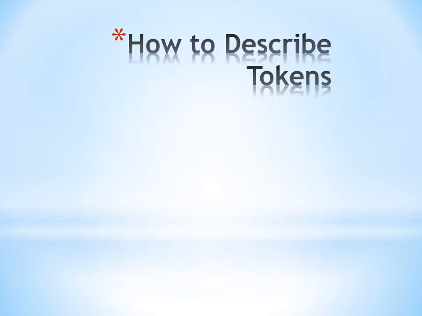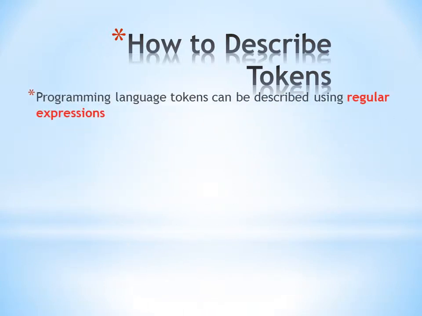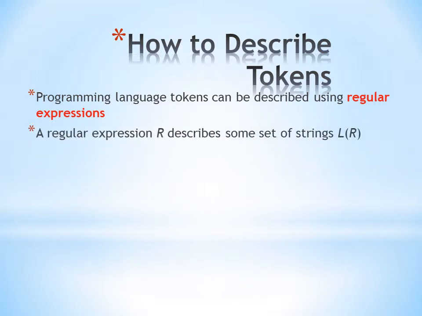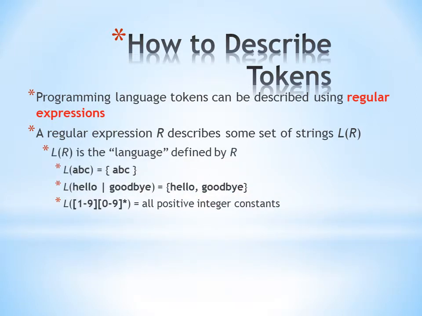Tokens are frequently defined by regular expressions, which are understood by lexical analyzer generators such as Lex. The lexical analyzer reads in the stream of characters, identifies the lexemes in the stream, and categorizes them into tokens. This is called tokenization. If the lexer finds an invalid token, it will report an error.